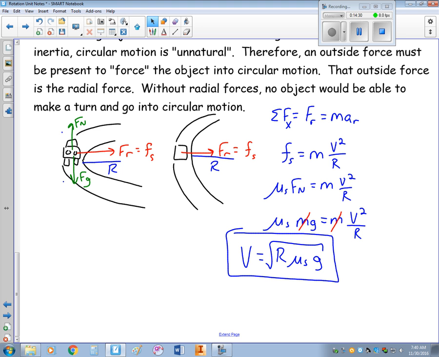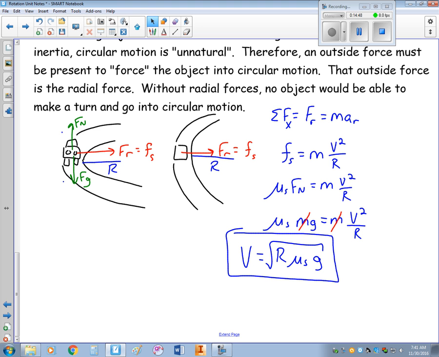So it doesn't matter if you're driving a semi or a sports car. The safe velocity would be the same for every single object. Mass cancels out. All you have to worry about is the coefficient of friction between the tires and the road, what planet you're on, and how large the radius of curvature is for that turn.